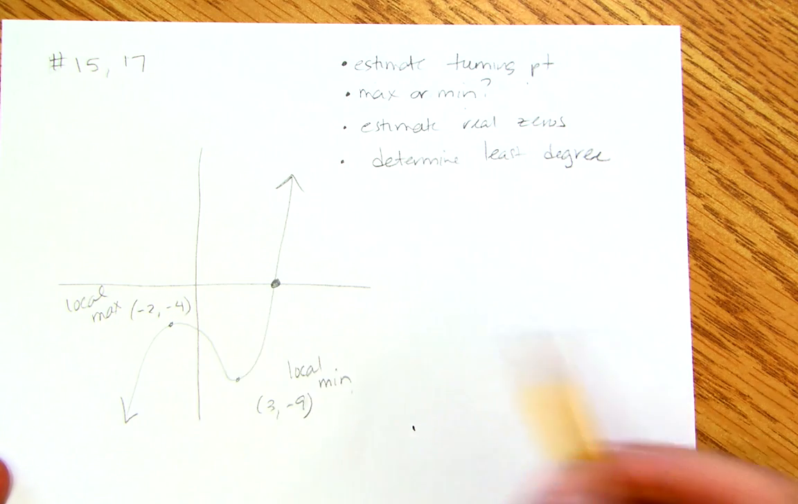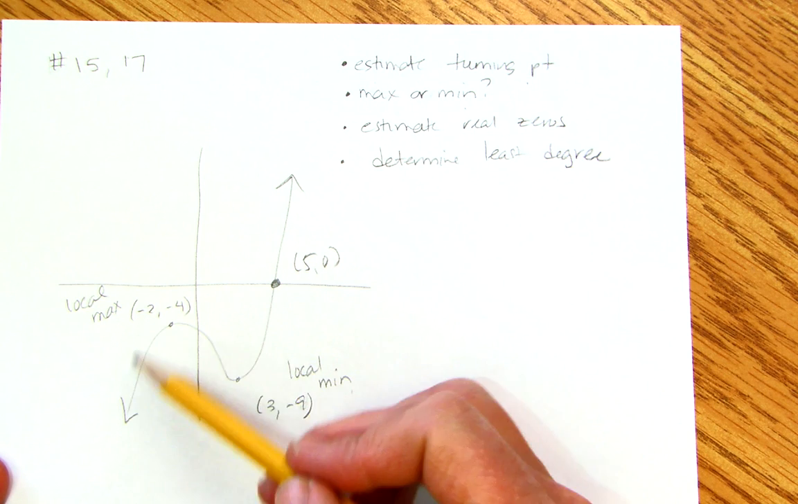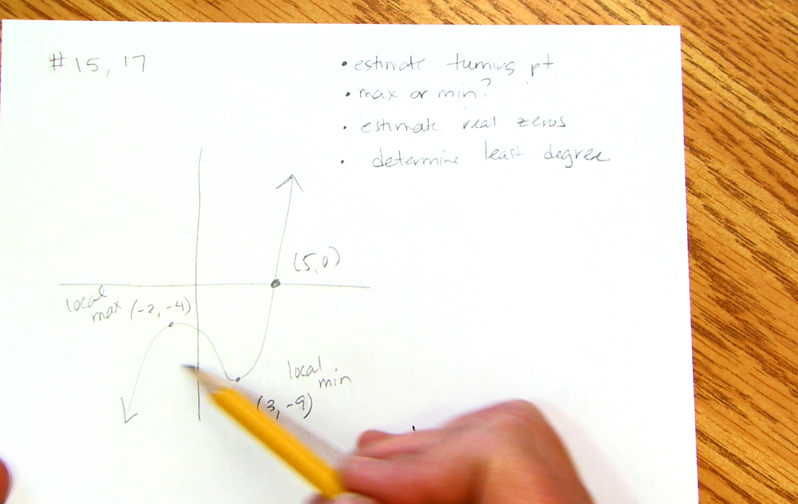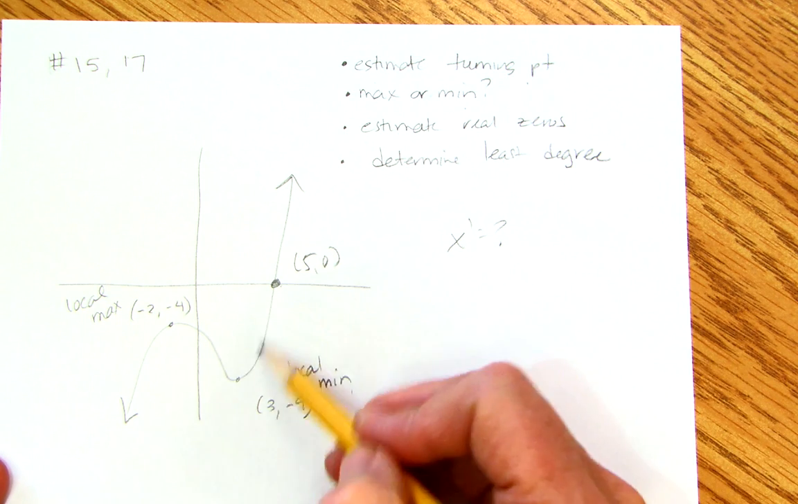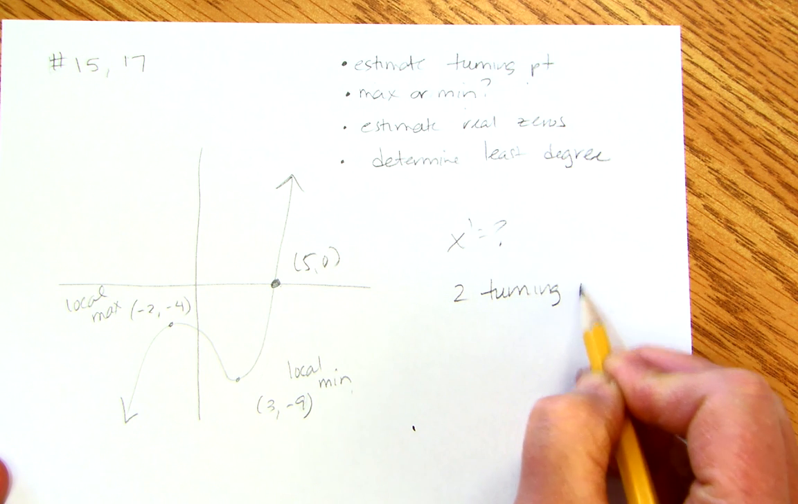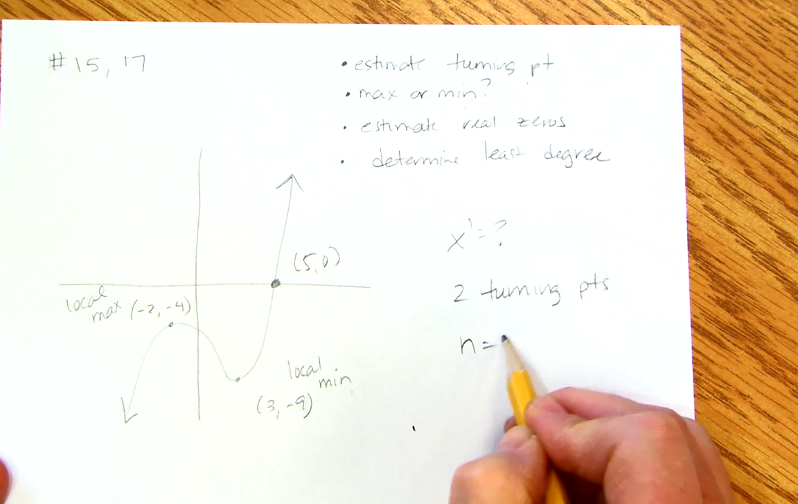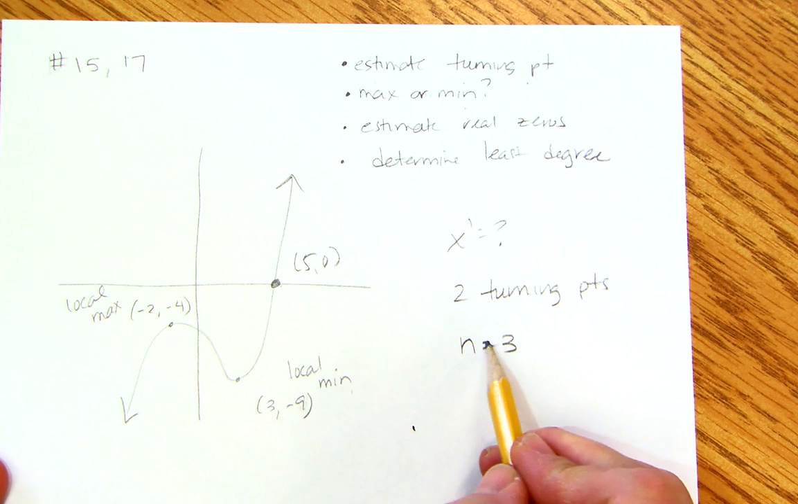Estimate the real zeros, there's only one here. Let's call that 5, 0. And then the least degree, well, if I have 2 turning points, I mean, again, I only have 1 zero, so is that an x to the first because there's only 1 zero? Well, I have 2 turning points. So the least degree I would have to be is 3, 1 more than the number of turning points.